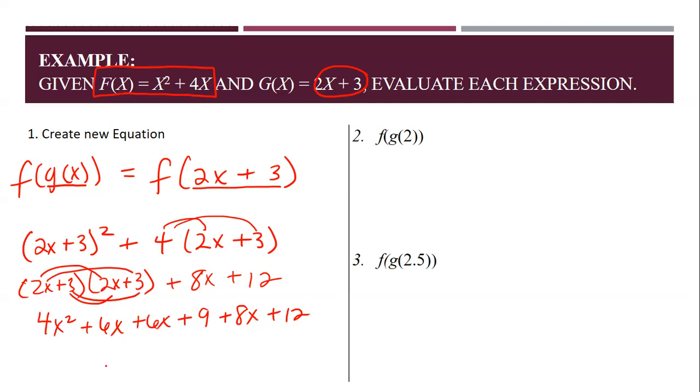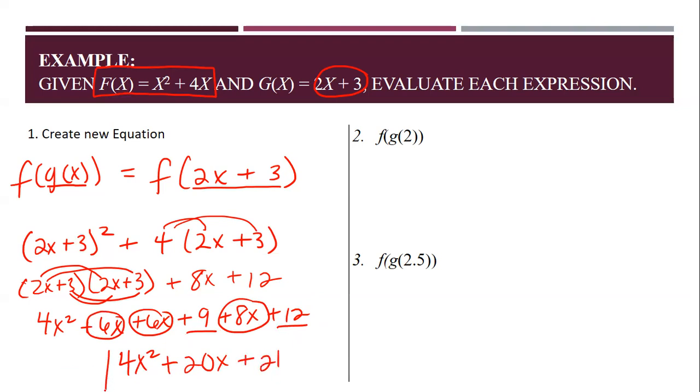And then the final step is to combine like terms. So what is 4x squared? Well, it has no friends. But I have 6x and 6x and 8x. What does that make? 20x. So now I have 20x. And then I have 9 and 12 makes 21. So this is your composed equation. That is the composition of f composed of g of x.